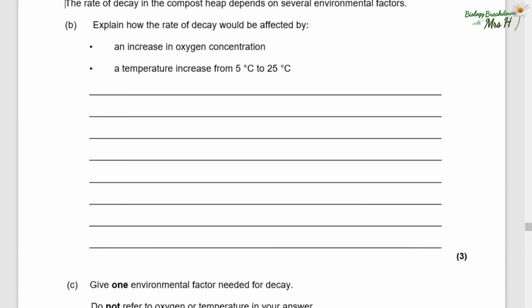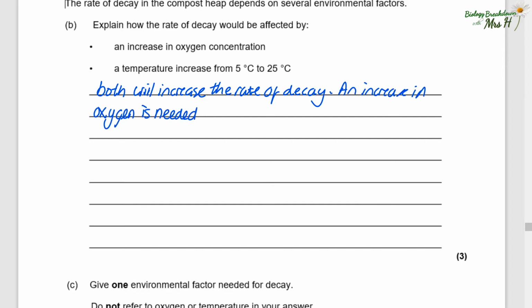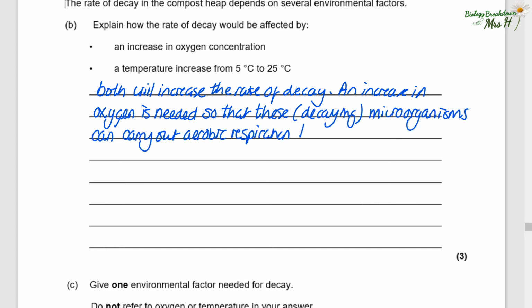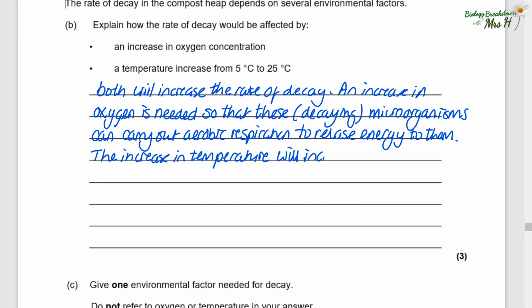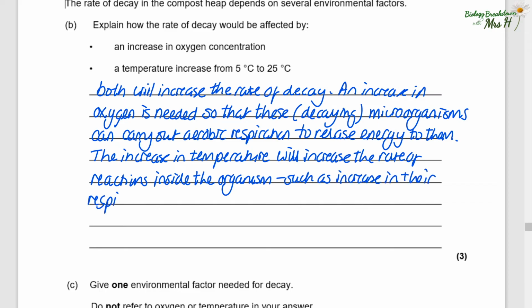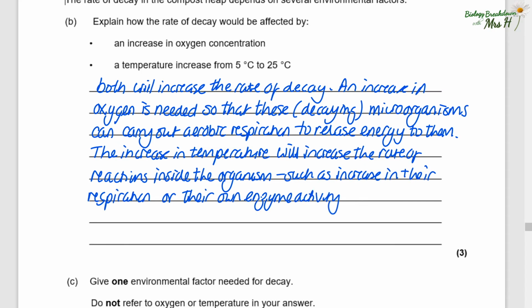There's a mark going for saying both of these will increase the rate of decay. 1 mark, job done. An increase in oxygen is needed so that these decaying microorganisms can carry out aerobic respiration to release energy. And the increase in temperature will increase the rate of reaction inside the organism, such as increasing their respiration or their own enzyme activity.